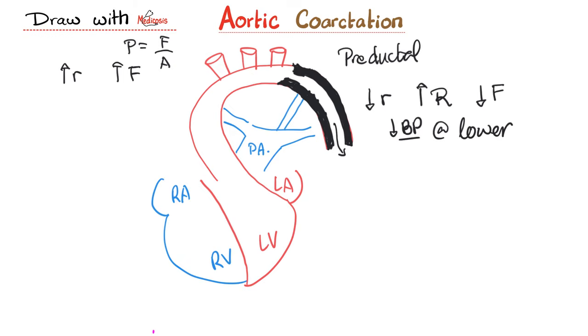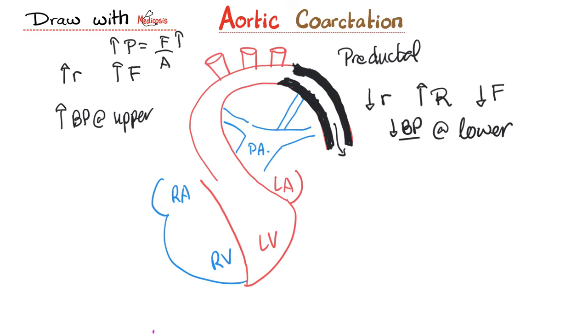Well, since I have tons of flow, I have tons of volume of blood here because it cannot leave. I have tons of blood. The force goes up, and when the force goes up, pressure goes up. So the pressure going to the brachiocephalic artery, and therefore the right subclavian and right common carotid, will go up. The pressure going to my left common carotid will go up, and the pressure going to my left subclavian will go up, which means the pressure in the upper part of the body will go up.